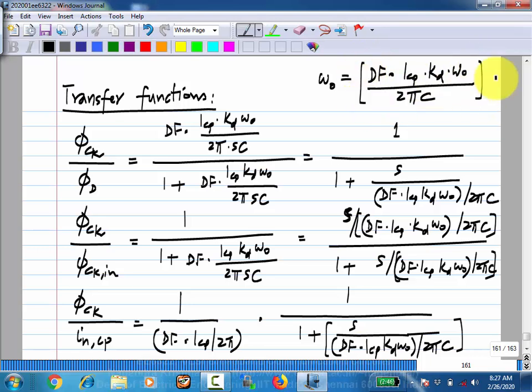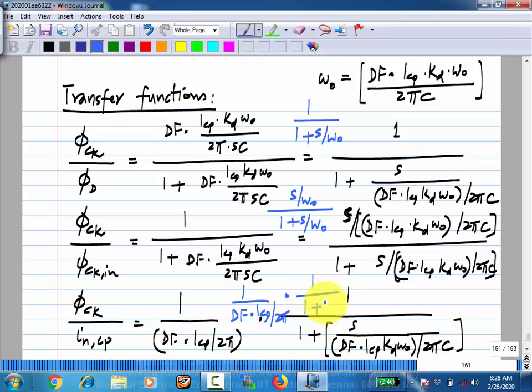Okay. So then this transfer function becomes 1 by 1 plus s by omega naught. This becomes s by omega naught by 1 plus s by omega naught. And this is some number times 1 by 1 plus s by omega naught. Okay.